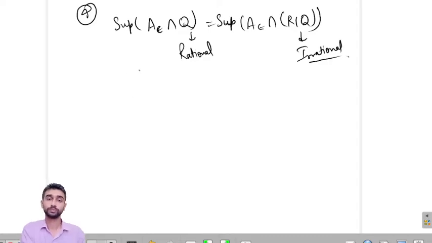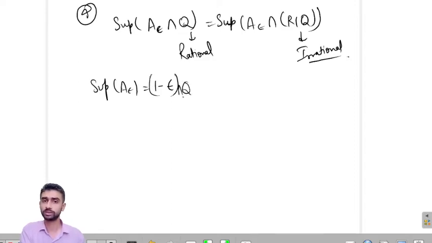Okay, now the supremum of A epsilon, we know that is 1 minus epsilon, and it is clear. So whenever you take the intersection of the set with rational numbers, whatever you will get, again the same thing, 1 minus epsilon, right? Whatever is the value of epsilon, when you will take the intersection of the complete interval A epsilon with Q, again you will get the same thing, 1 minus epsilon.